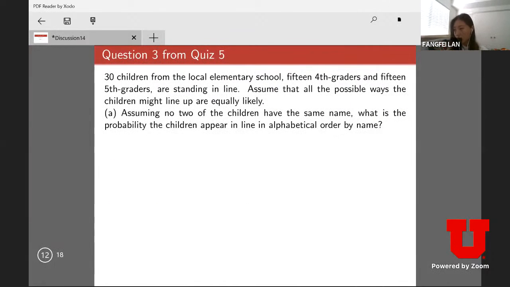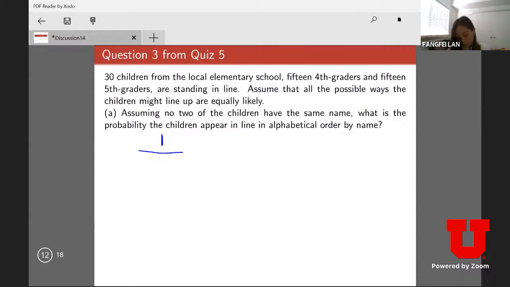So what about 30 children? We have 30 children. So we have 15 fourth graders and 15 fifth graders. And assume that no 2 of the children have the same name. What is the probability that the children appear in line in alphabetical order? Could you just do 1 over 30 factorial? Why is that? Well, because it'd be permutation of 30 comma 30 for the total orders of all 30 children. And then there's only one way to put them in alphabetical, right? Yeah, exactly. There's only one way of putting them in alphabetical order.